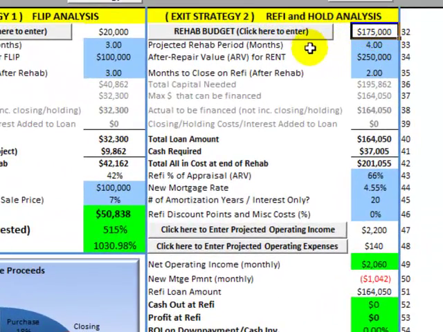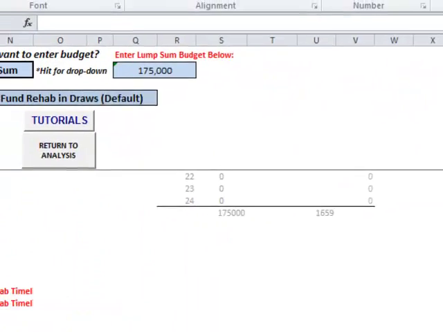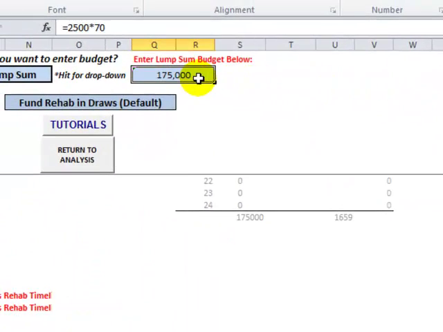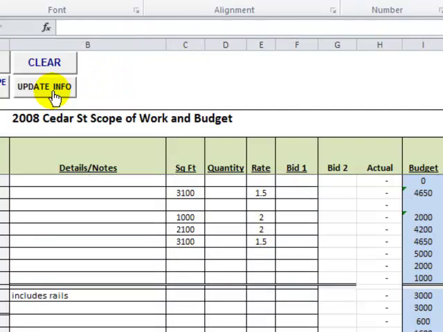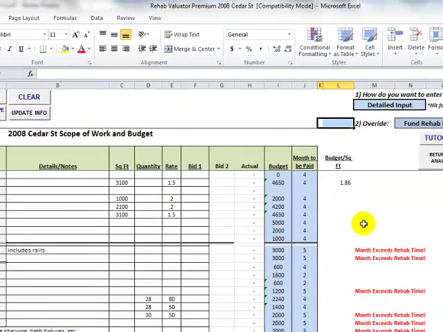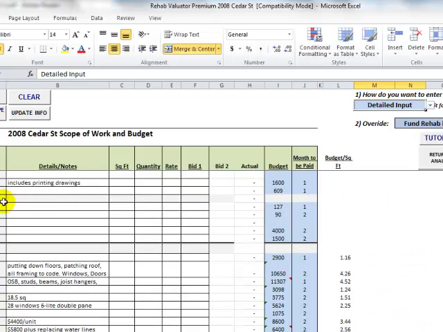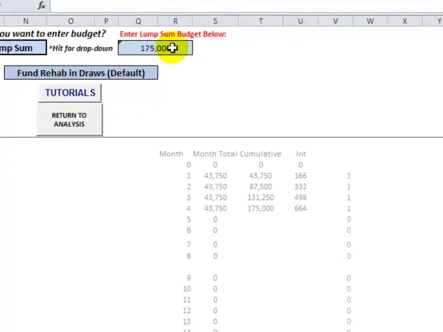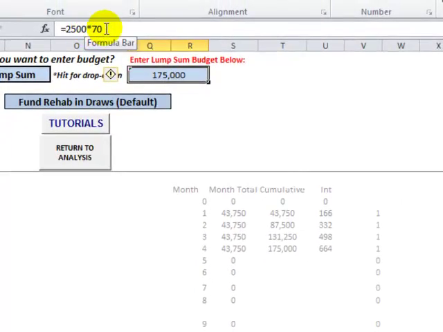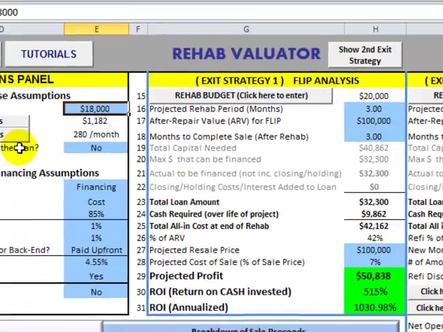And the first thing I'm going to do is enter my rehab budget. Because I'm just in the preliminary stages here, I'm just entering a lump sum. So you can go here and enter a detailed input and itemize, and at some point in the next couple of weeks I'm going to start itemizing my budget for this project. But for now, I'm running kind of a quick and dirty analysis. I'm going to select quick lump sum and enter 2,500 square feet times $70 a foot. My construction budget is $175,000. And I'm going to click return to analysis.